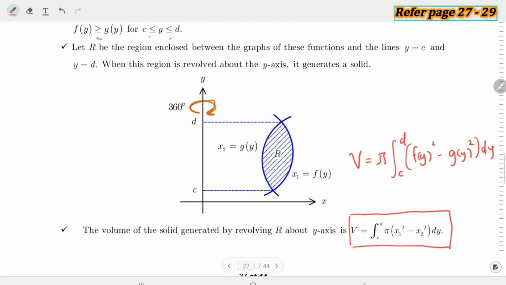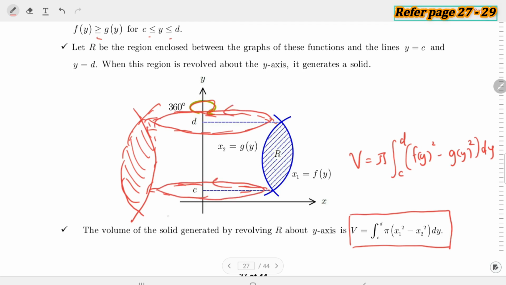If you do realize, in this formula it is actually the volume of f(y), and then we subtract the volume of g(y). As I said before, in the sketch the rotation is about the y-axis. The region here is rotated, so the bigger function, f(y), gives the first volume, and then we subtract the volume of g(y).